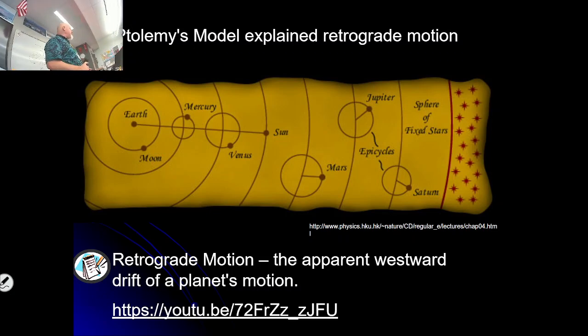They don't do loop-de-loops. The more elegant explanation is the one that Copernicus comes up with, which is the heliocentric, and I'll explain that in a moment. But here's a little video to kind of show you guys what's going on. It's basically the same thing that you guys do in the lab.